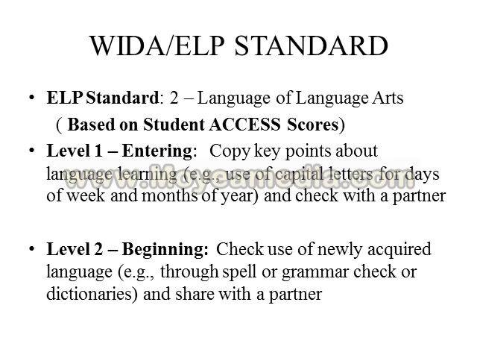The student would be able to copy key points about language learning and check them with a partner, and those key points might be use of capital letters for days of the week and or months of the year. At level 2, the student would be able to check use of newly acquired language and share that with a partner. Some of that newly acquired language would be through spell or grammar check or the use of a dictionary.